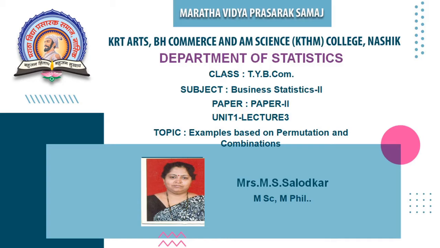The name of the topic is Examples based on permutation and combinations. See the example. A committee of 4 persons is to be formed from 10 persons. Find the number of possible ways. Number of possible ways is equal to 10C4.